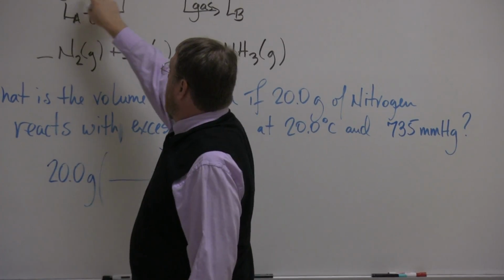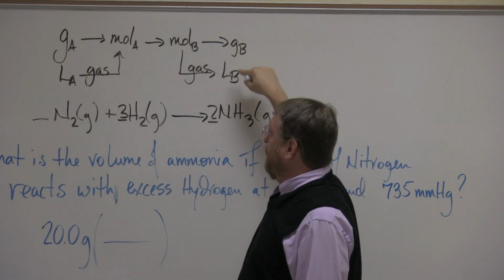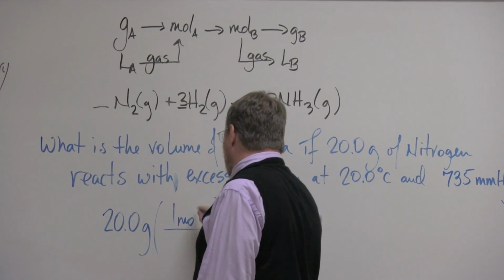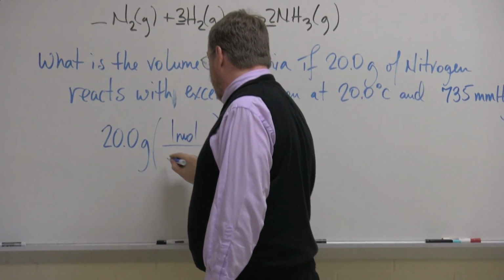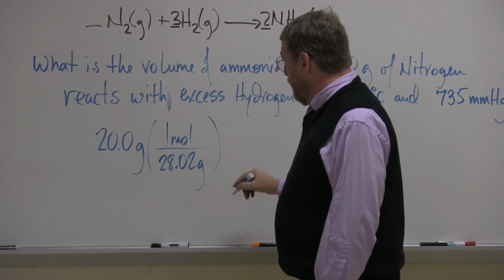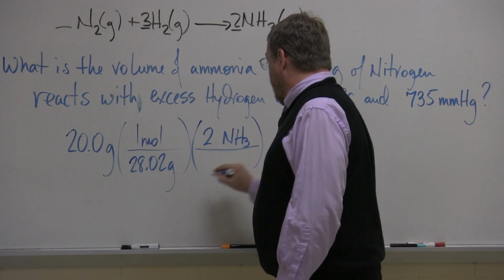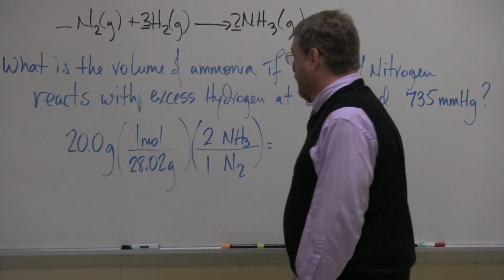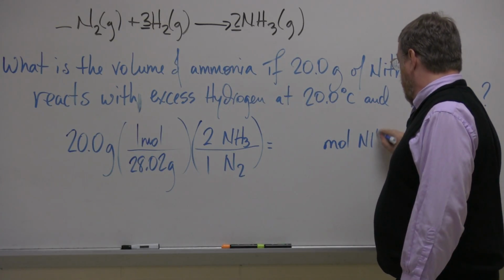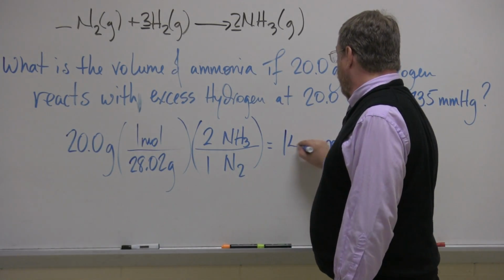So here we have grams of A. We're going to go to the moles of A, then the moles of B. Then rather than determine the grams of B, we want the liters of B, in this case ammonia. So 20 grams, and 1 mole of nitrogen is 28.02 grams. Remember that it's a diatomic, 2 nitrogens. And then our stoichiometry step, which is 2 ammonias for every 1 N2. We solve that, and if I plug that into my calculator, I will get 1.43 moles of ammonia.